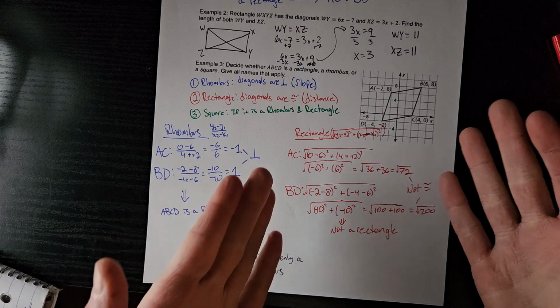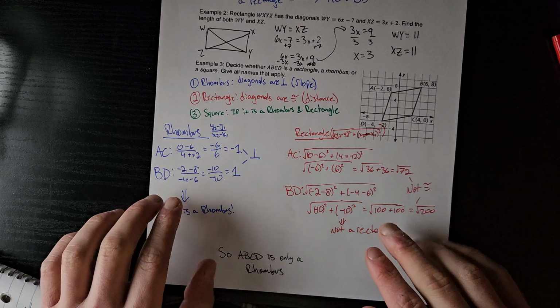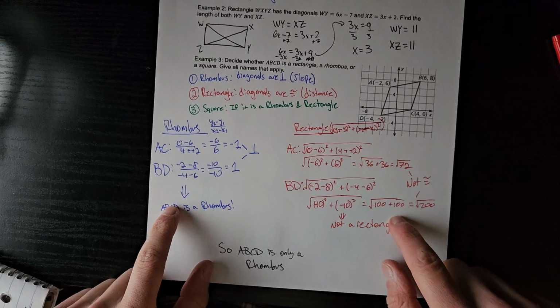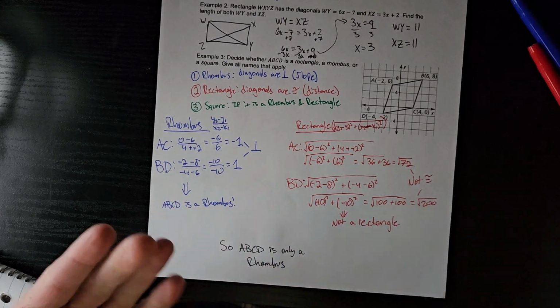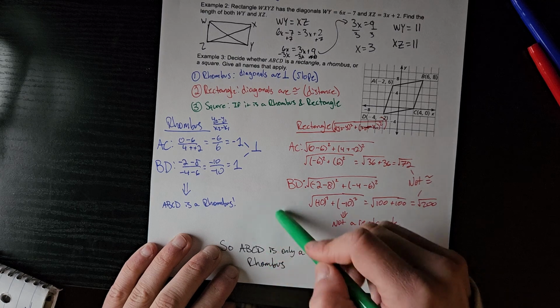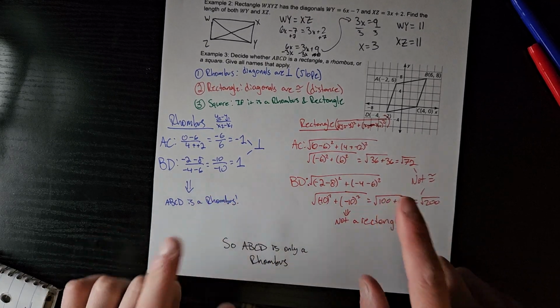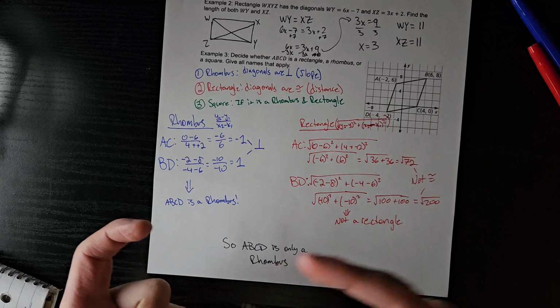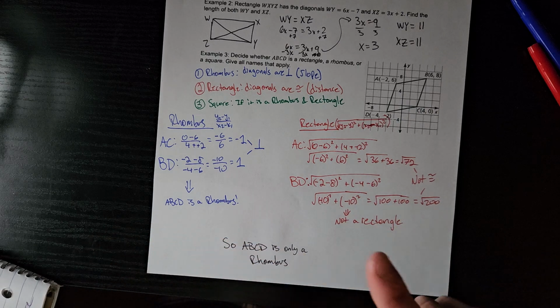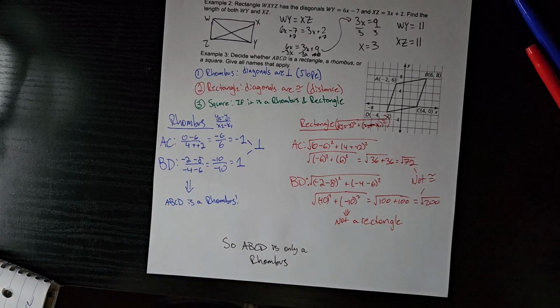But if this so happened to be a rectangle as well, and I'd end up with a rectangle and a rhombus, then in green I would have written this is a square, or this is also a square, because of these two. And then for my final statement, I'd say that ABCD is a rhombus, rectangle, and a square. I'd say all three of them.